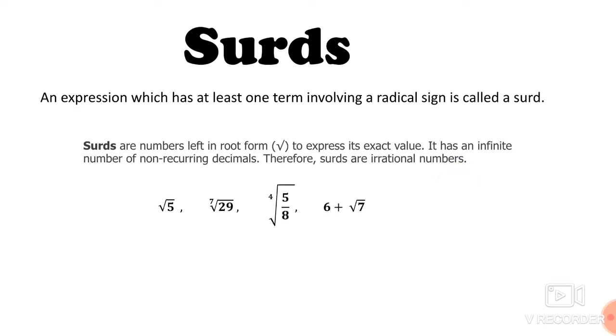Examples of surds are square root 5, because it has one term involving radical sign, 7th root of 29, 4th root of 5 upon 8, 6 plus square root 7. These all are the examples of surds.